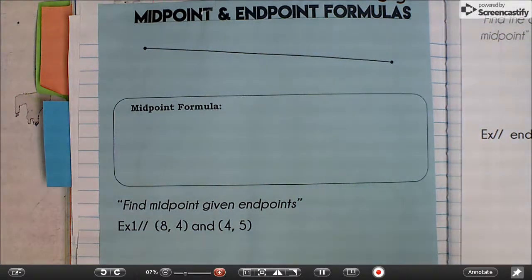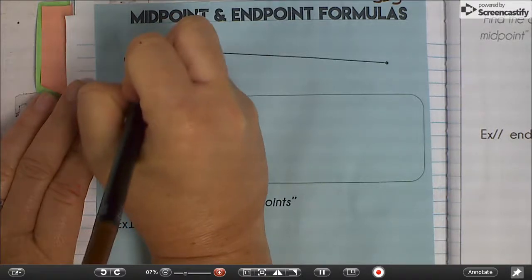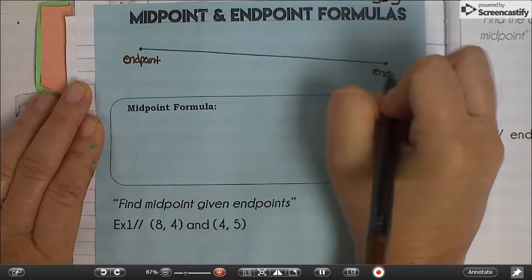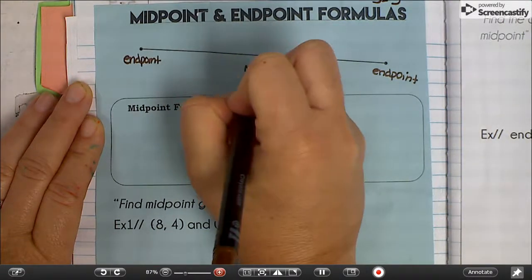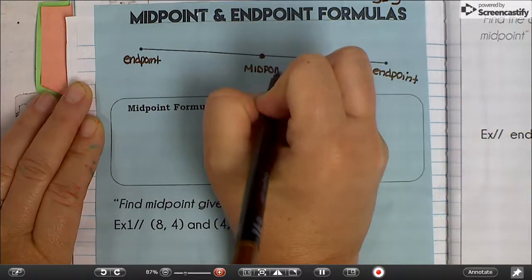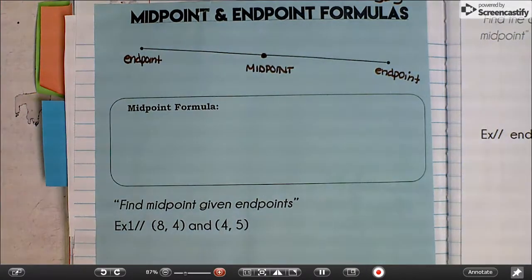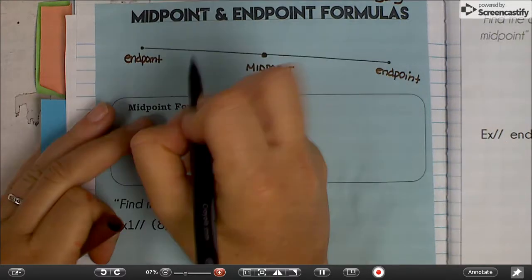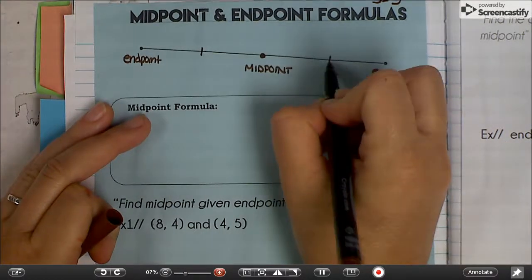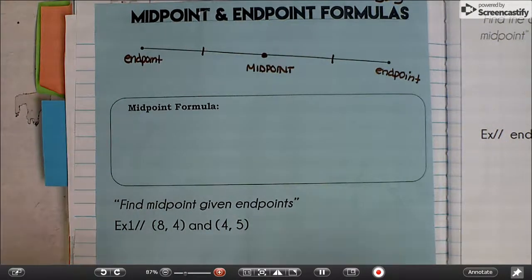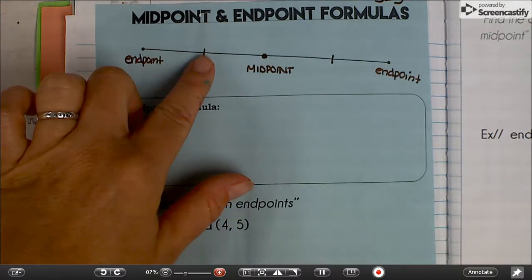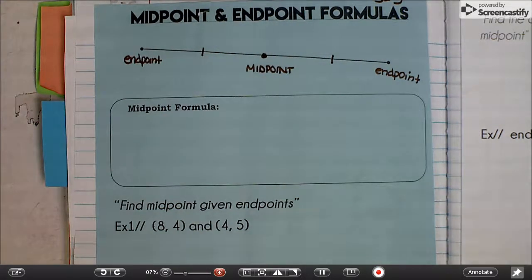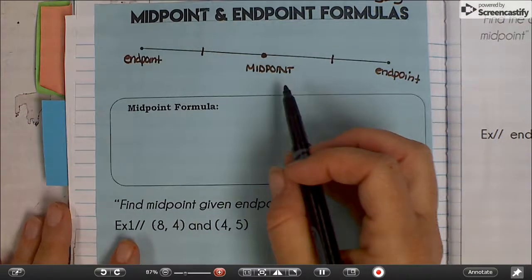This is an endpoint, it's at the end of the segment, and this is an endpoint at the end of a segment. And of course, right there in the middle, that would be the midpoint. The midpoint breaks a segment into two congruent pieces, and in geometry we make little marks like this to show that they are congruent to each other. If we had multiple sets of congruent segments, then we would put two dashes to show which ones match up to each other.